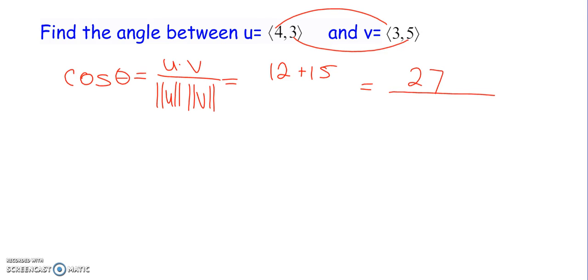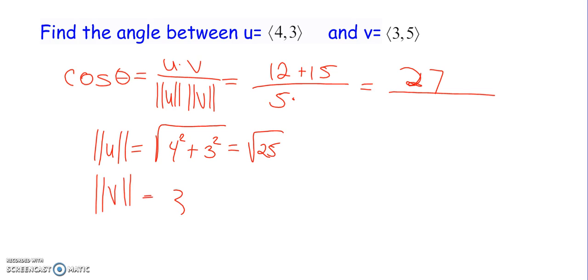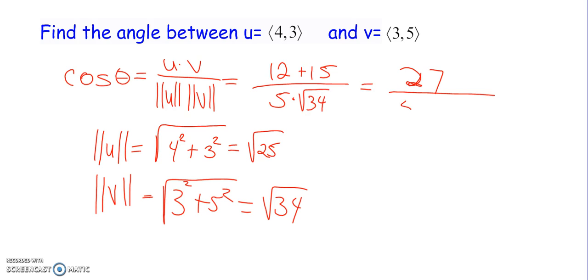On the bottom, we have to do some magnitudes. So if I'm going to find the magnitude of u, remember the magnitude formula was 4 squared plus 3 squared, and I take the square root. That ends up being the square root of 25, which is just 5. So I know I'm going to have over 5 times another number. I need to find the magnitude of v. And that's going to be 3 squared plus 5 squared. I take the square root. And that's going to be 9 plus 25. That's the square root of 34. So 5 radical 34, that's really the bottom here.